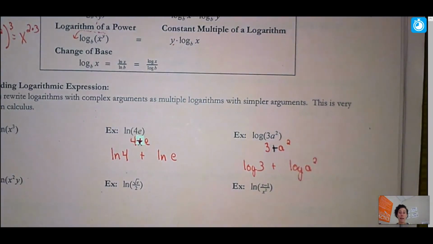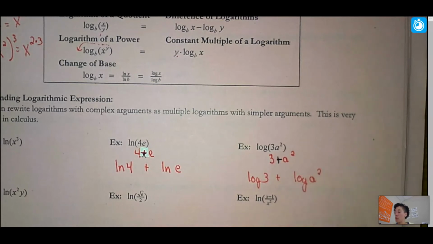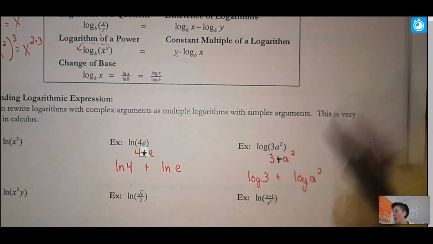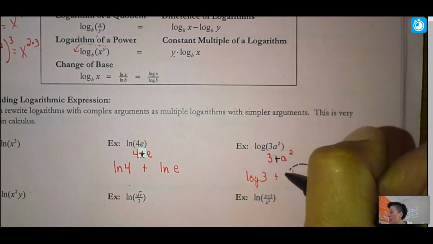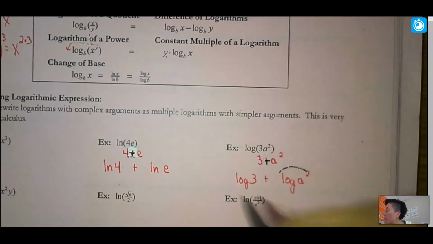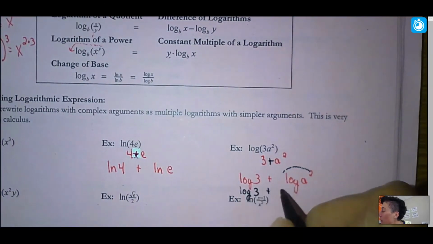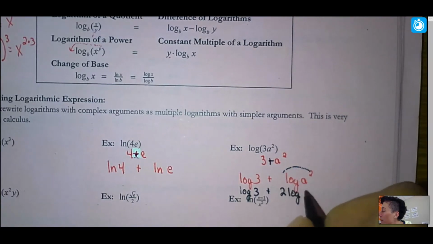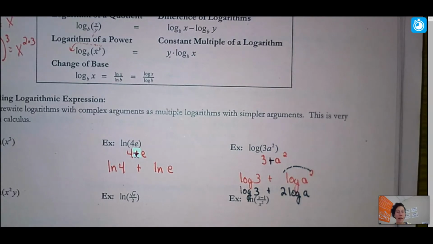Now, as it turns out, this one has another rule in there. This is the power. So if you see an exponent, what will happen is this 2 moves into the front, right there, and then my final answer, which I probably should put up higher, would look like this. Okay? And now the 2 is multiplying the log a. All right?